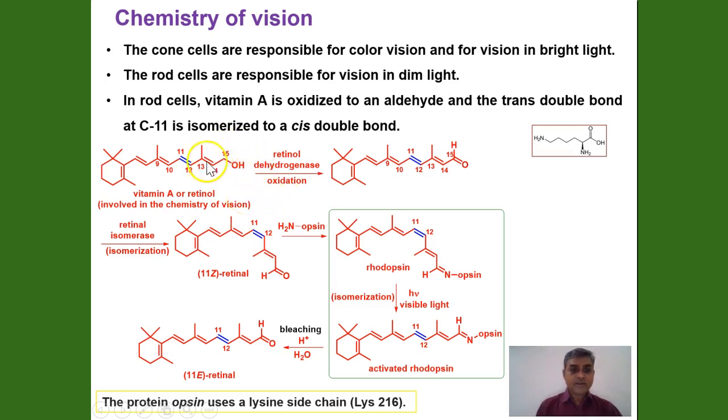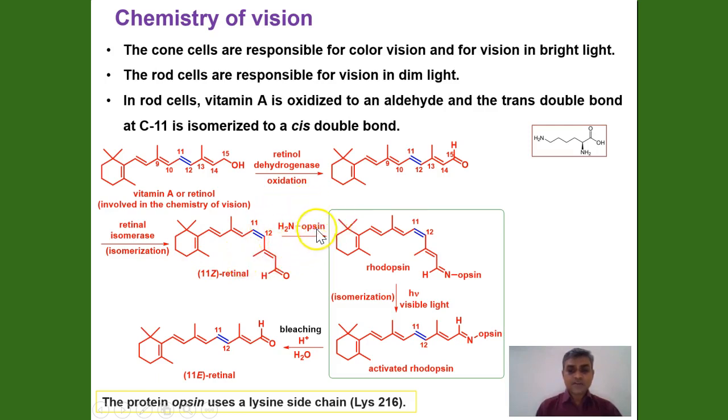In rod cells, vitamin A is oxidized to an aldehyde called retinal, in the presence of an enzyme called retinol dehydrogenase. This retinal undergoes isomerization in the presence of retinol isomerase to form a cis alkene. Isomerization occurs around the 11 and 12 bond, and it is called 11Z retinal. Once this cis is formed, it is trapped by an enzyme called opsin.